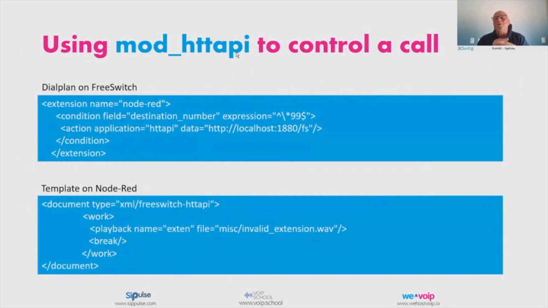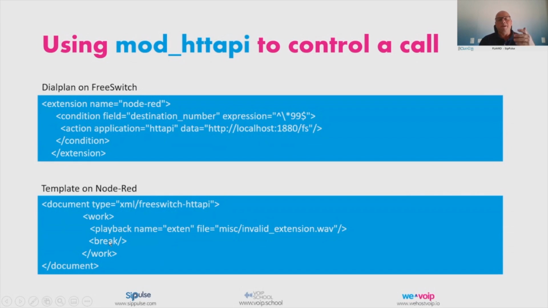Now, using mod_httapi to control a call. There's a module on OpenSIPS... on FreeSwitch called the HTTAPI. It's used to control a call. So we have in the FreeSwitch dial plan a line saying whenever I have a call to *99, send the control to an external entity using the module HTTAPI. And this module will wait for documents such as the one below. So XML, FreeSwitch, HTTAPI, and then you have the work you want to do.